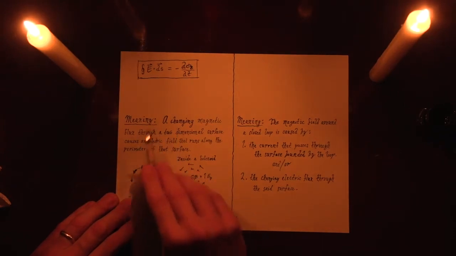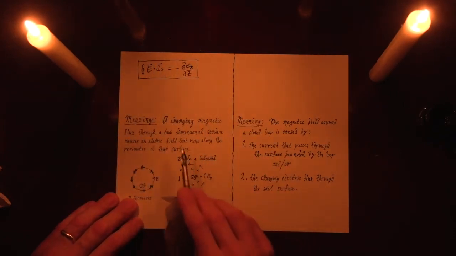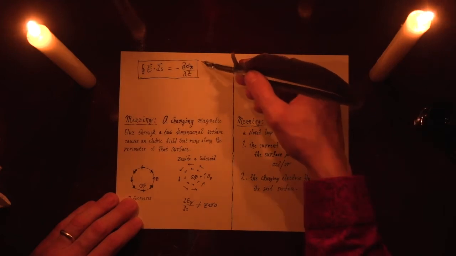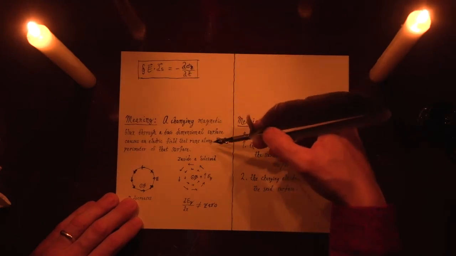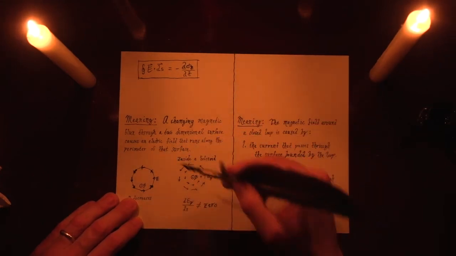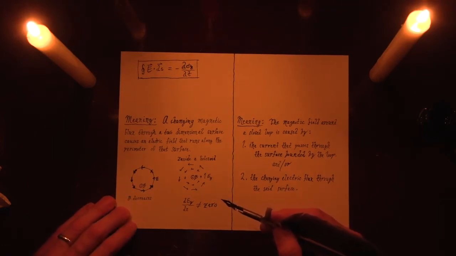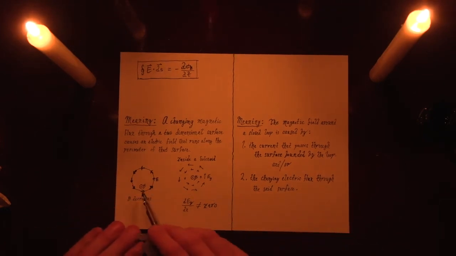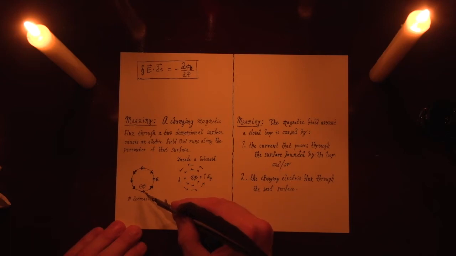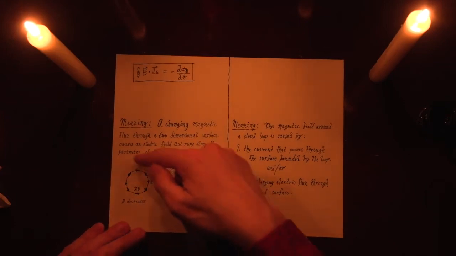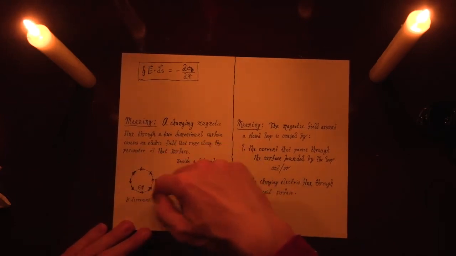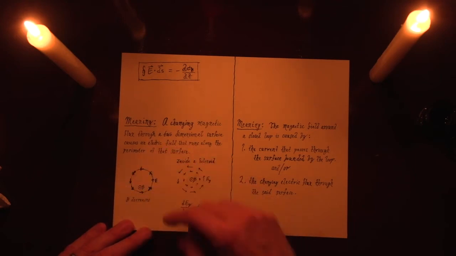So here's the meaning. Basically, you're just reading what this equation says. A changing magnetic flux through a 2-dimensional surface causes an electric field that runs along the perimeter of that surface. So an example, if I had a magnetic field going through this area and it decreases, then what happens is we get a voltage by Lenz's law that we need a B induced coming out of the paper here, and by the right-hand rule, the current in a loop would go this way. In other words, the electric field goes around this way.